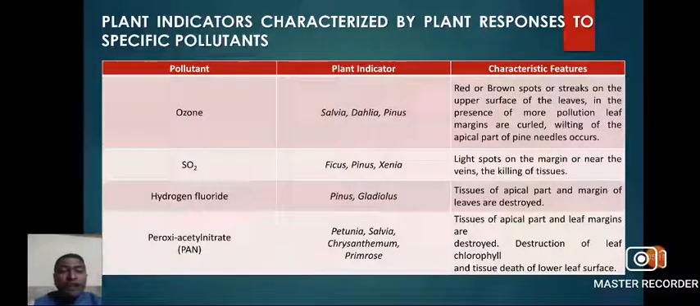You can identify hydrogen fluoride pollution by seeing tissues of apical part and margin of leaves destroyed in Pinus and Gladiolus. Also, you can identify peroxyacetyl nitrate pollution by observing Petunia, Salvia, Chrysanthemum, Primrose for symptoms like tissues of apical part and leaf margins destroyed, destruction of leaf chlorophyll and tissue death of lower surface.